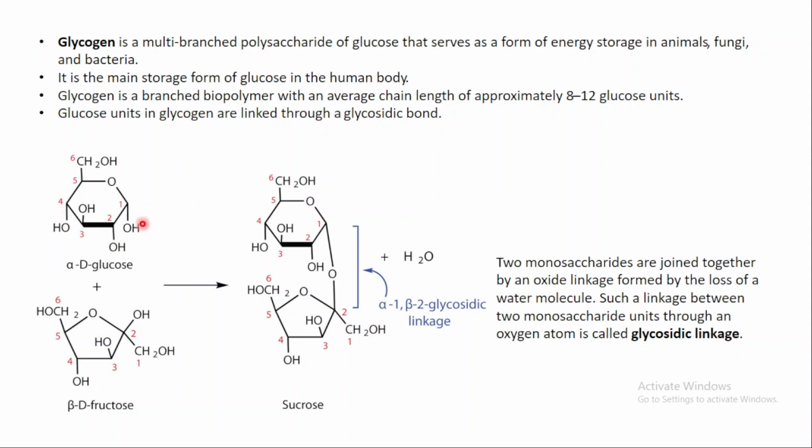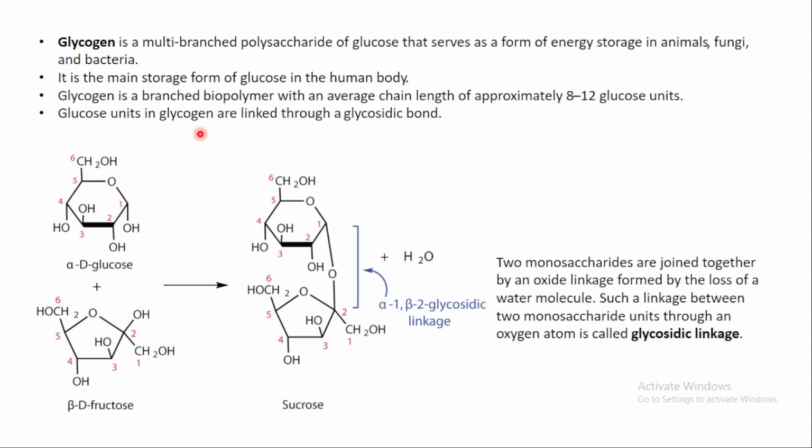So if you see OH and OH, so H2O is removed, minus H2O. So this O will form a linkage between two monosaccharide units, creating a glycosidic bond. So these kinds of bond exist between two monosaccharides. So in glycogen, glucose molecules are also connected through glycosidic bonds.